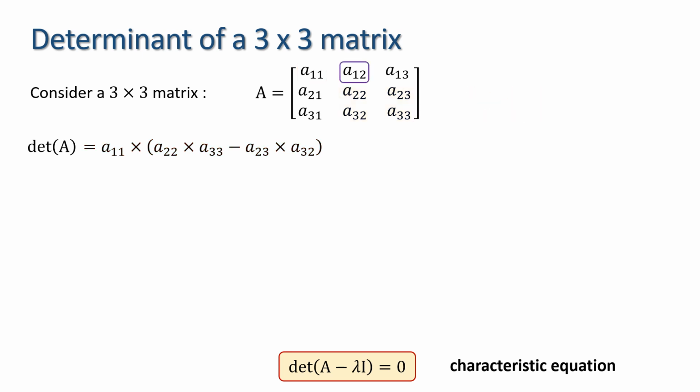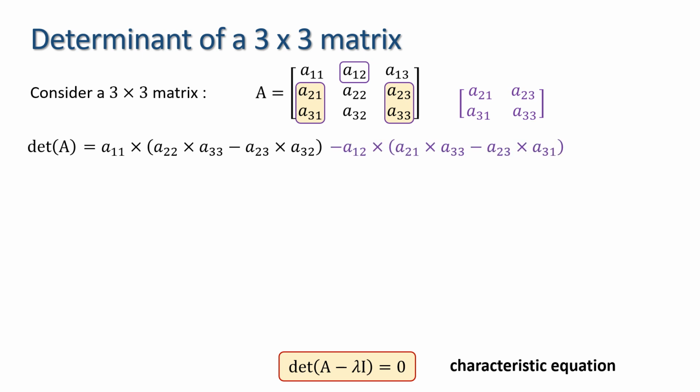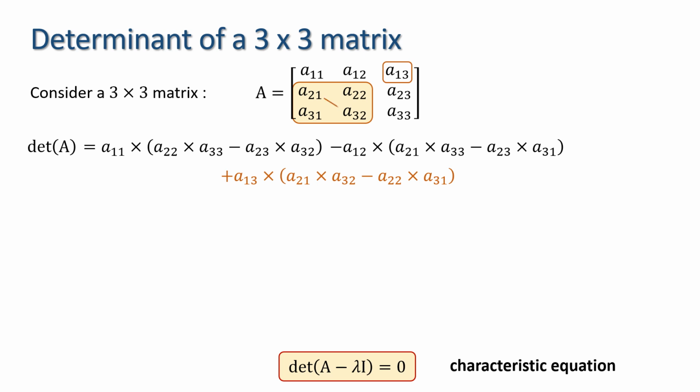Then we take the second element and subtract this value multiplied by the determinant of this submatrix, giving A12 times (A21 times A33 minus A23 times A31). Finally, we take the third element multiplied by the determinant of this submatrix, giving A13 times (A21 times A32 minus A22 times A31). The method can of course be extended for higher dimensions. It gets increasingly complex to write down, but follows the same pattern.